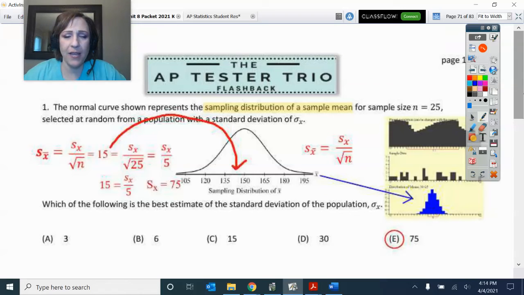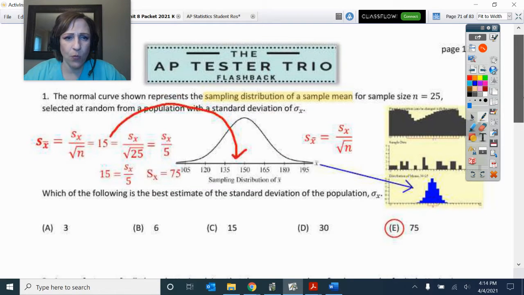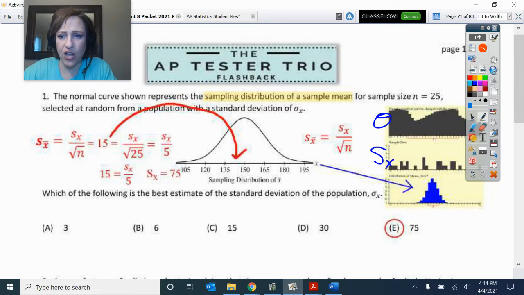All right, let's do our AP Tester Trio. Here we were talking about this one talked a lot about sampling distributions, okay? So making sure that we understand this here, where this one has our population standard deviation, this one has the standard deviation of one sample, and then this one has the standard deviation of many X bars, a whole bunch of X bars, so it's that thing there.